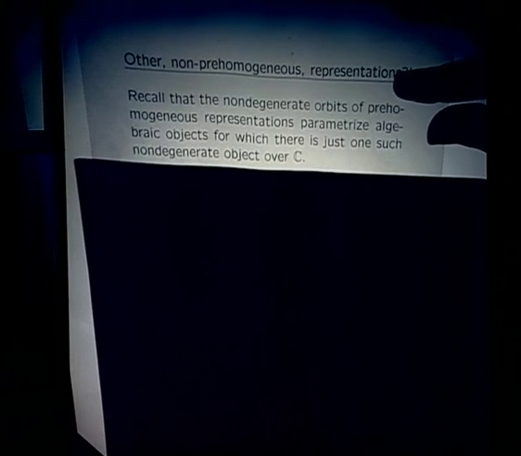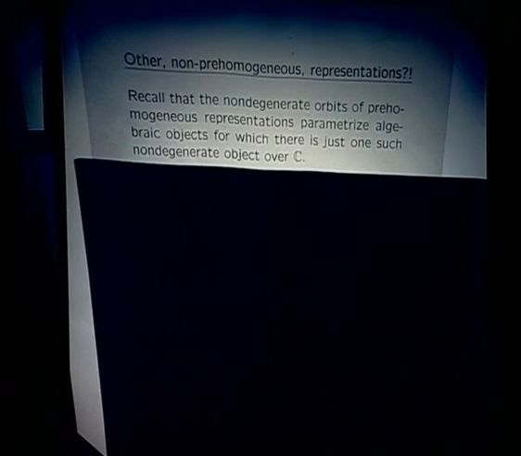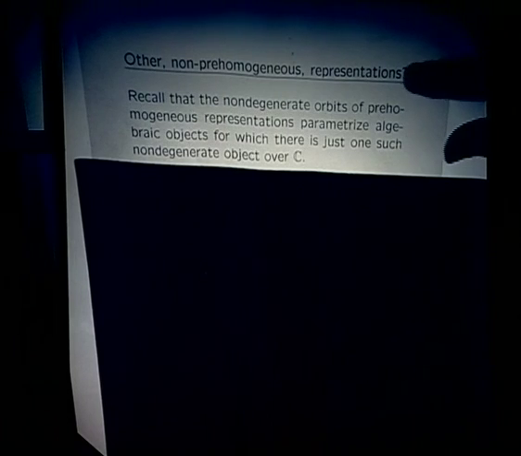But if we want to go on to objects that have moduli over the complex numbers, for example, algebraic curves, where even over the complex numbers there can be many isomorphism classes of genus 1 curves, for example.